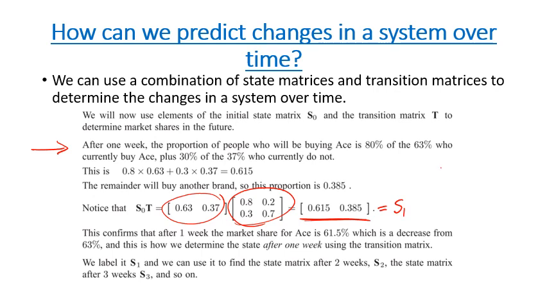If we were to find out S2, we would simply say S1 times our transition matrix would be S2, and so on and so on. Our S3 would be S2 times T, and then we can find our state matrix after a certain amount of time.